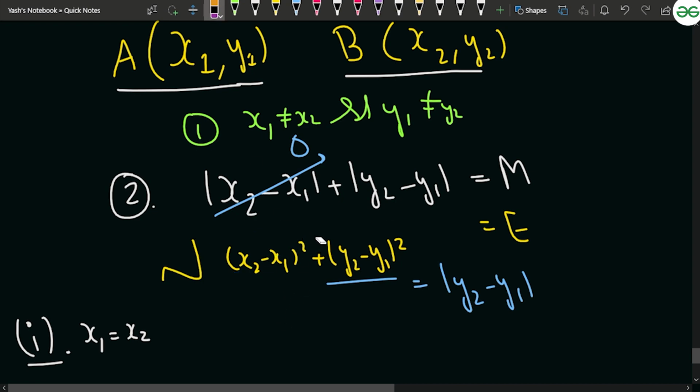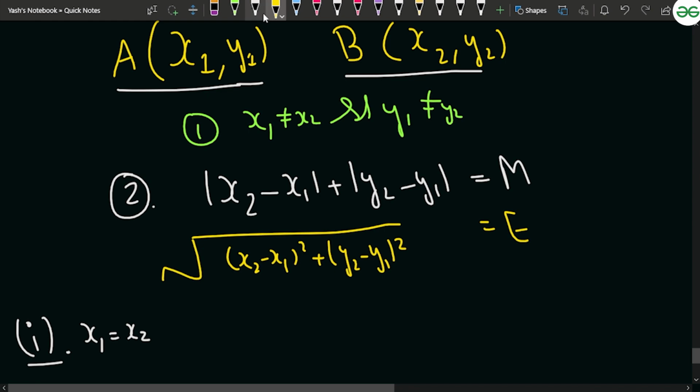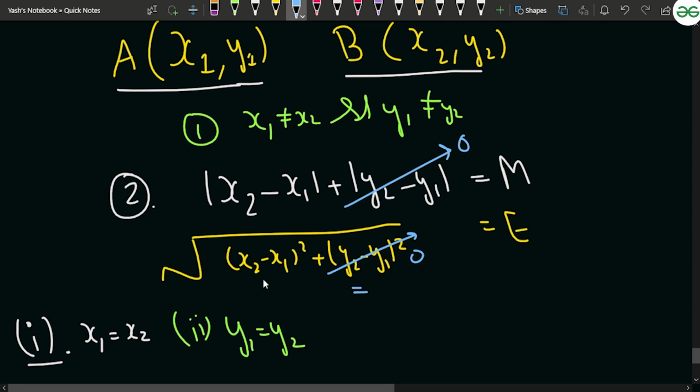Another case when these can become equal is when y1 and y2 are equal. So the second condition, when the Manhattan distance can be equal to the Euclidean distance, is when y1 is equal to y2. Because when y1 is equal to y2, this part becomes 0, and similarly this part also becomes 0 in the other equation. The Manhattan distance is nothing but mod of x2 minus x1, and the square root of (x2 minus x1) whole square also comes out as mod of x2 minus x1.